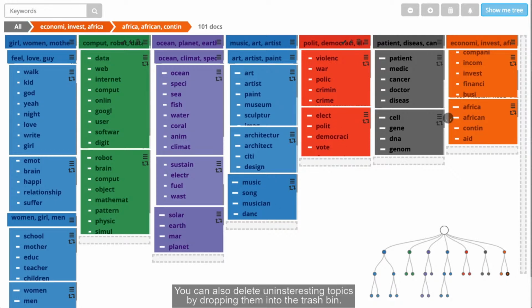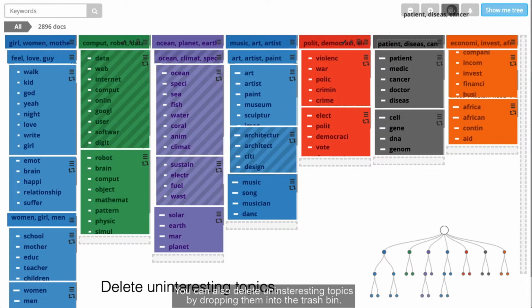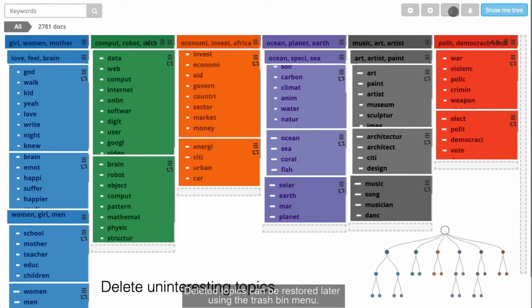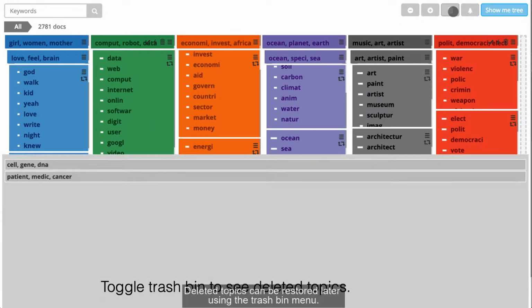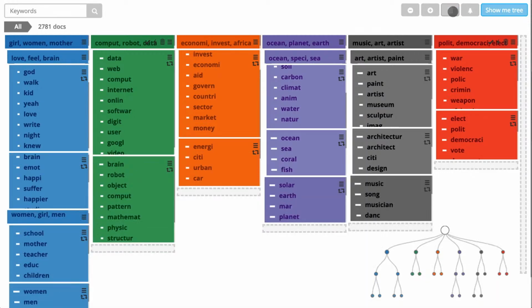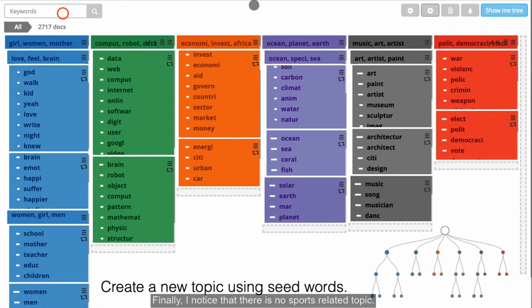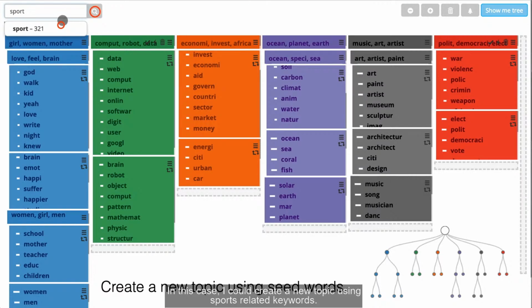You can also delete uninteresting topics by dropping them into the trash bin. And deleted topics can be restored later using the trash bin menu. Finally, I noticed that there is no sports-related topic. In this case, I could create a new topic using sports-related keywords.